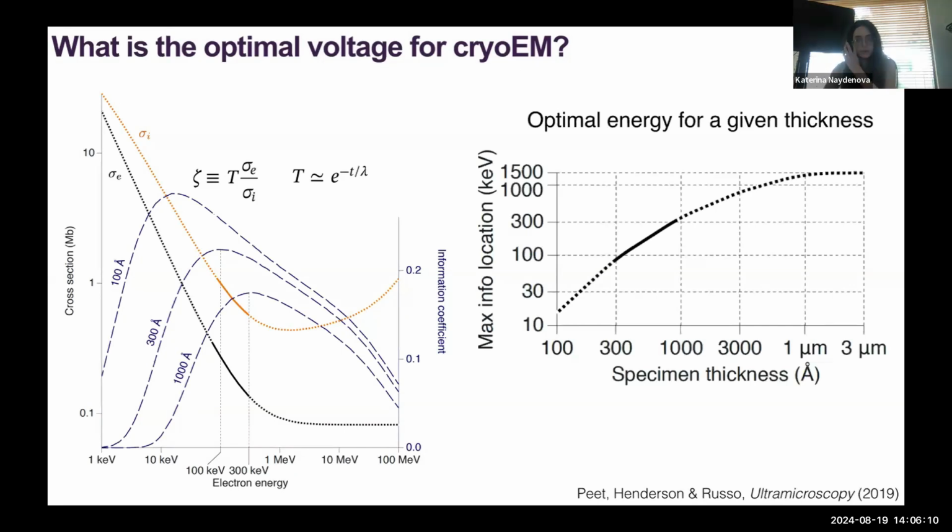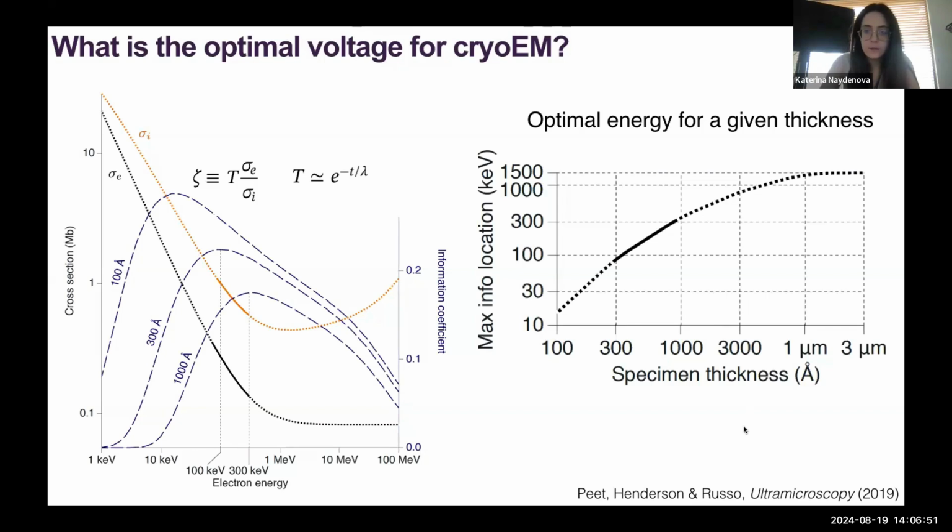There is another way to replot this data, which is find the location of these peaks for the different specimen thicknesses and just make this graph of what is the optimal voltage for a given specimen thickness. And here the black line just shows the region in which we actually did the measurement, and everything else with the dotted line is extrapolation based on theory. So you can see that when you get into the thick specimens, which is typical for like tomography, cell sections, it is beneficial to work at higher voltages. But for the typical cryo-EM thicknesses of a couple hundred angstroms, actually some voltage around 100 keV should be even better.